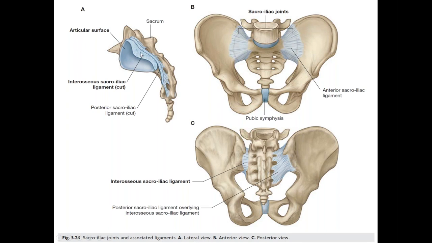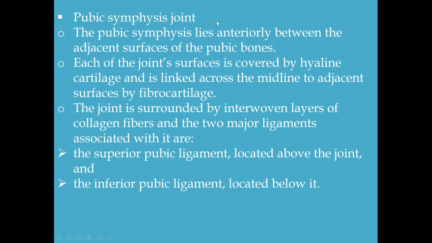This is the lateral view, this is the anterior view, and this is the posterior view. This is the pubic symphysis, which is also a joint, and this is the anterior sacroiliac ligament. The pubic symphysis is a joint.